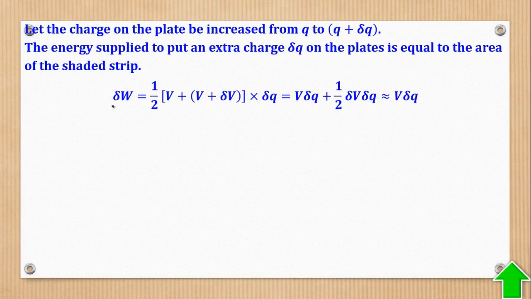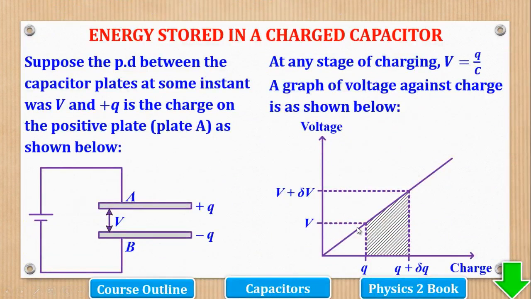So that small work done will be the area. Now that area is a trapezium. If you look here, this shape is a trapezium. So the area will be a half H in brackets A plus B. So the H will be from here to here, which is small change in Q. And A can be from here to here, which is V, and B can be from here to here, which is V plus small change in V.